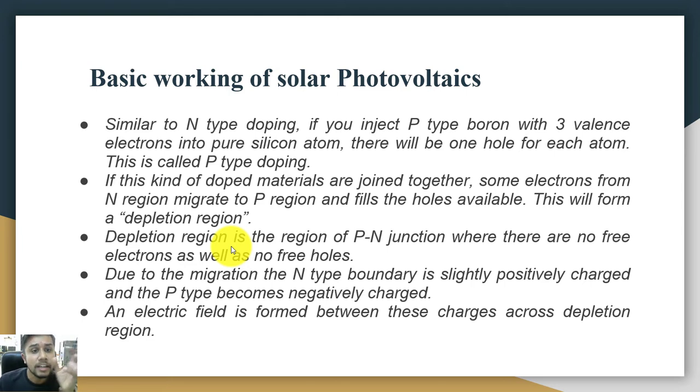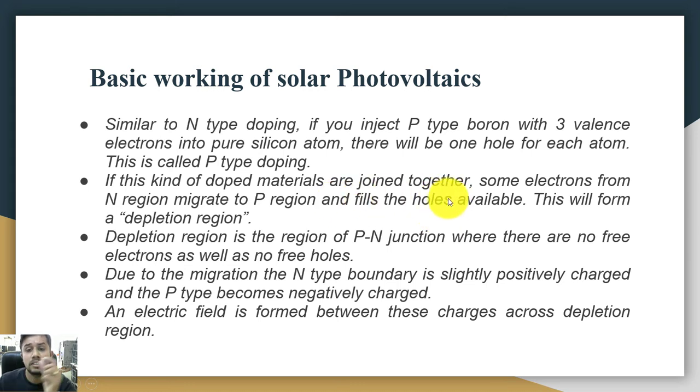Similar to n-type doping, if we inject p-type boron with 3 valence electrons into a pure silicon atom, there will be one hole for each atom. This is called p-type doping. This kind of doped material, N and P type layers connected together, forms a p-n junction diode.